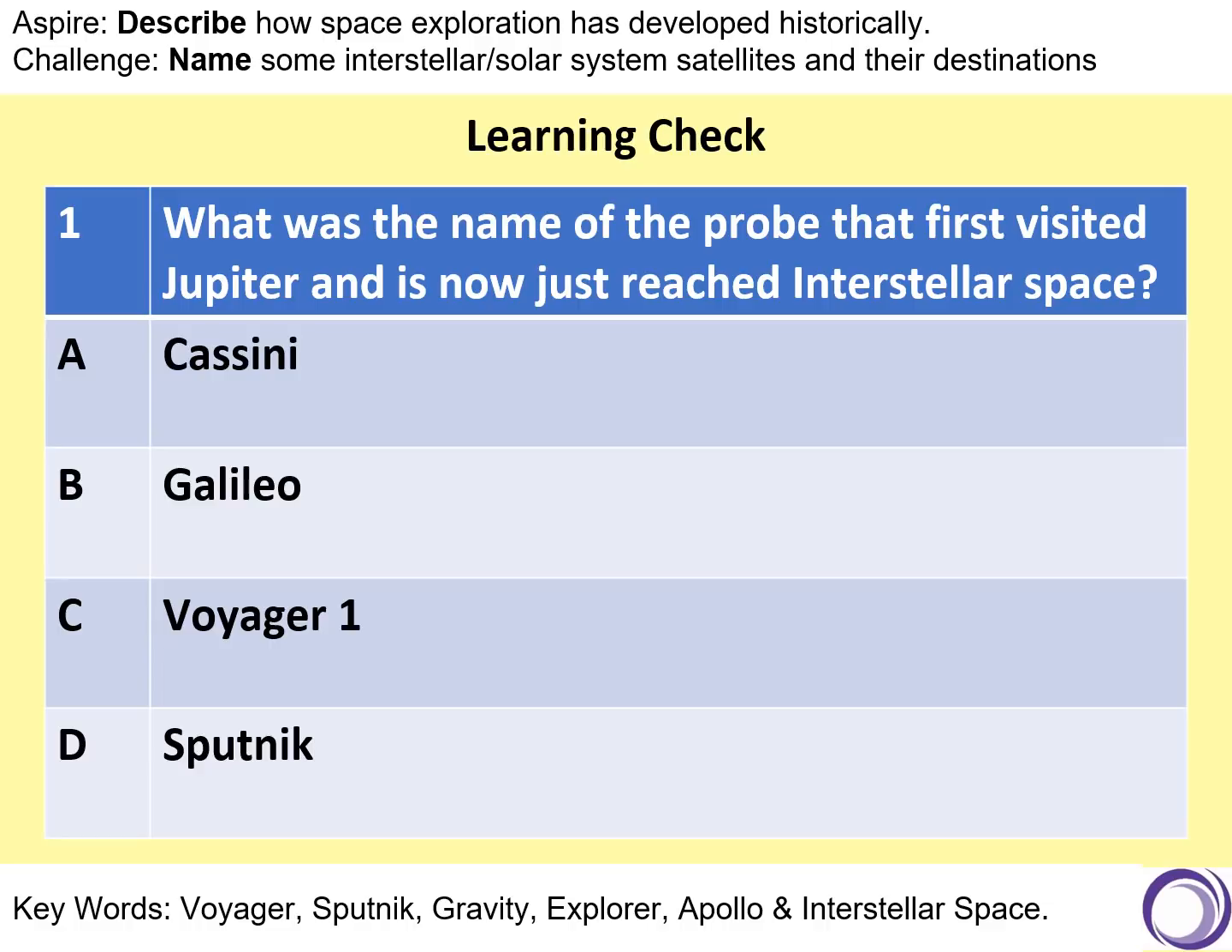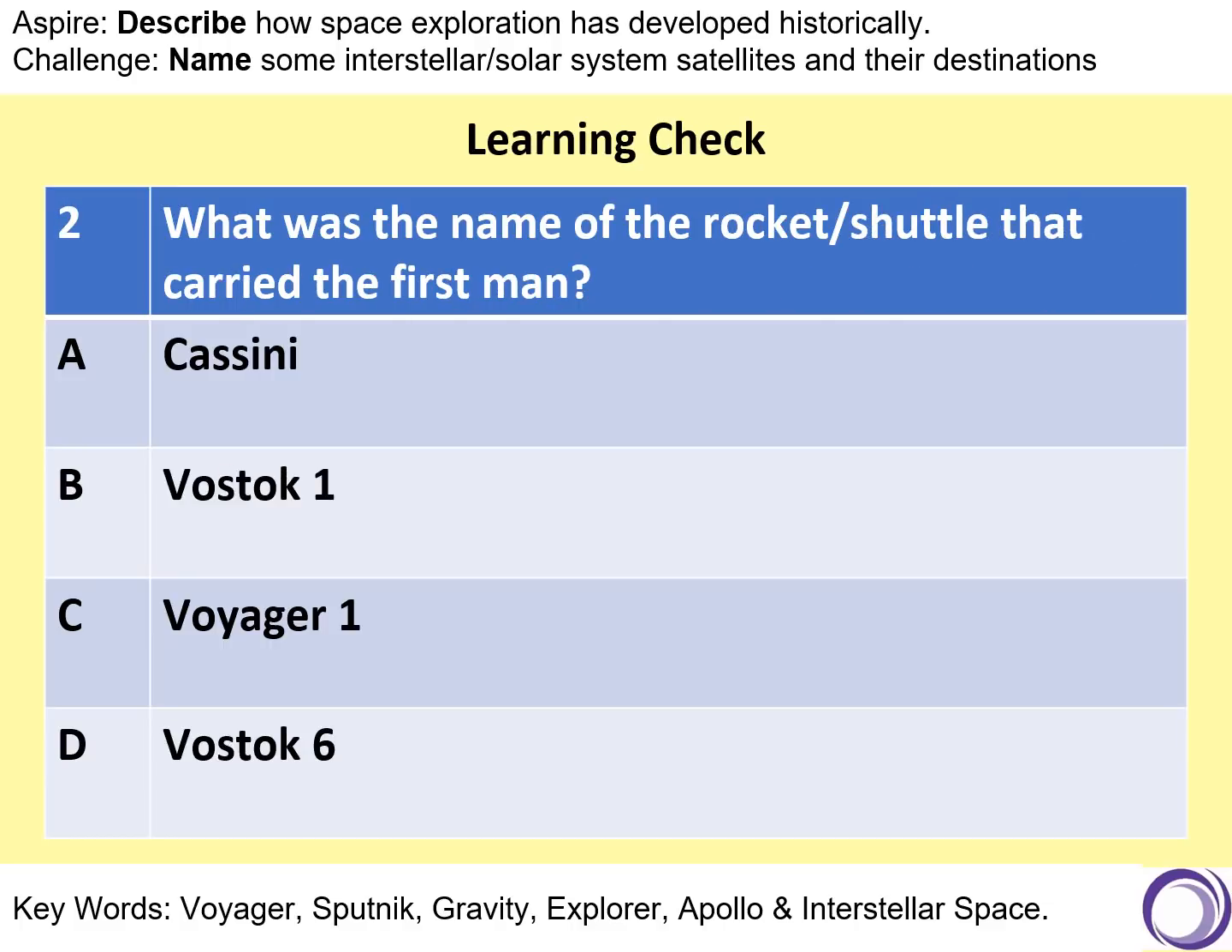Number 1, what was the name of the probe that first visited Jupiter and has now just reached interstellar space? Was it A, Cassini, B, Galileo, C, Voyager 1, or D, Sputnik? Question 2. What was the name of the rocket/shuttle that carried the first man? That was Yuri Gagarin. Was it A, Cassini, B, Vostok 1, C, Voyager 1, D, Vostok 6?